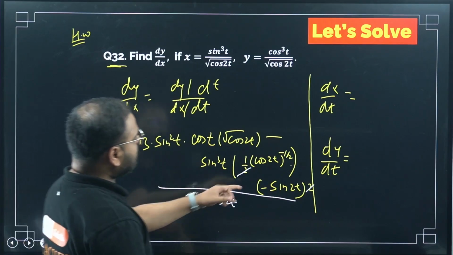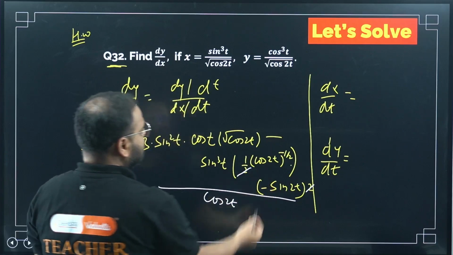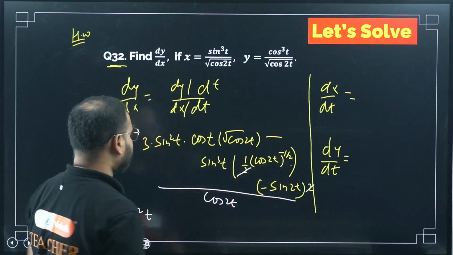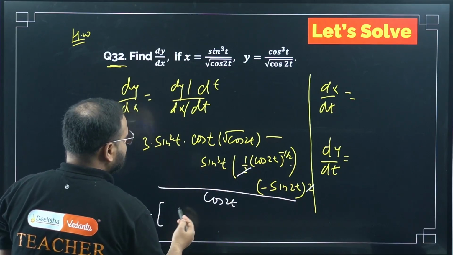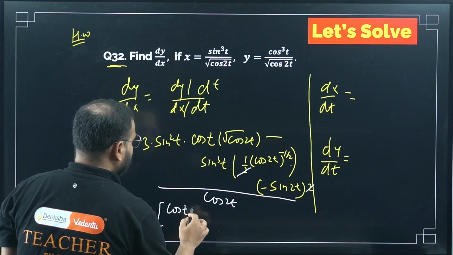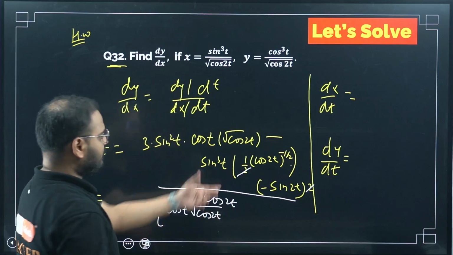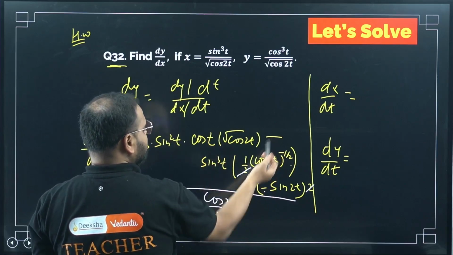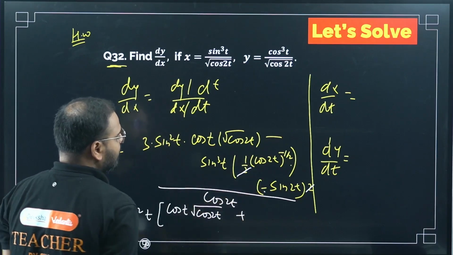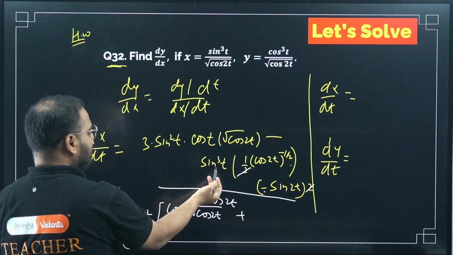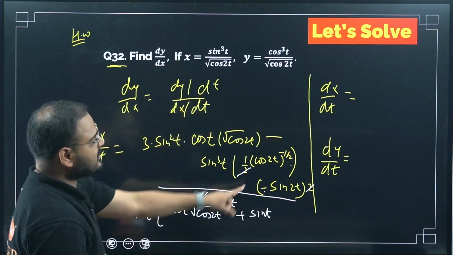2 and 2 are already cancelled. This is in the denominator, right? Please check here. This is power minus 1 by 2, which means denominator. So I can write this as, what is left now? I have this as cos t times root of cos 2t, first term. Now this minus and this minus will become plus. This sin square I have taken, so sin t is left. So plus sin t. This is in the denominator, negative sign.